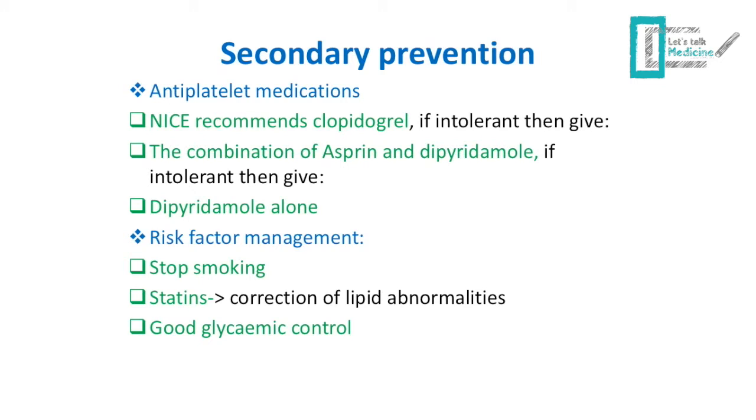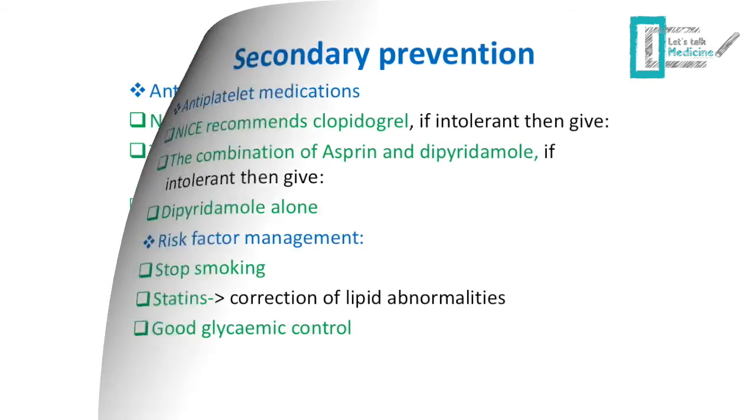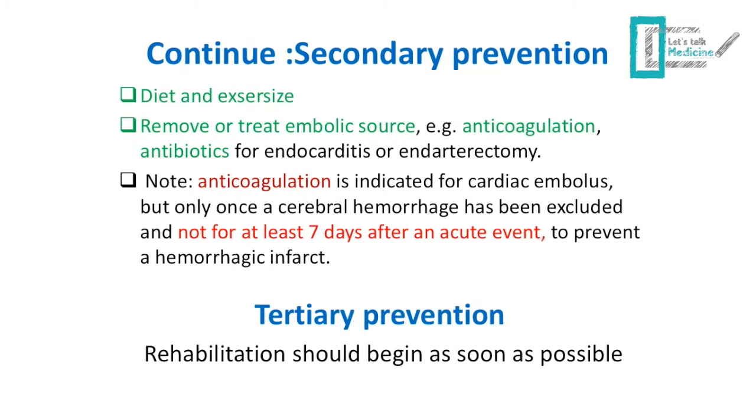Secondary prevention. What is secondary prevention? Secondary prevention is when a patient gets a stroke, but you don't want it to happen again. So you give the patient antiplatelet medications to decrease the risk of thrombus formation. So NICE recommends clopidogrel, and if the patient is intolerant, you give aspirin and dipyridamole. And if the patient is intolerant to aspirin and dipyridamole, you give dipyridamole alone. Now, risk factor management is also a way of secondary prevention. So you tell the patient to stop smoking. You give him statins for cholesterol. You control his diabetes. You also put the patient on a diet and let him exercise.